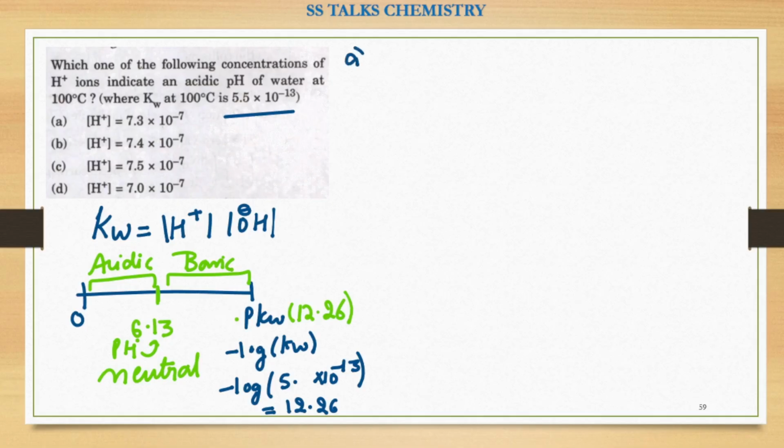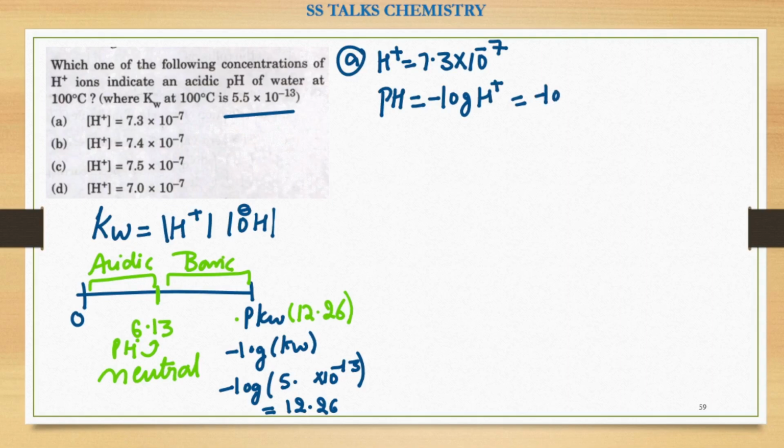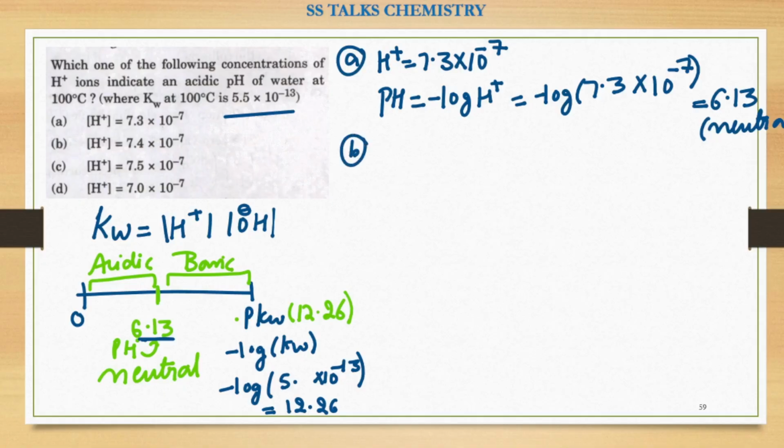So the option A, if I see H positive, it is 7.3 into 10 raised to the power of minus 7. So pH value is equal to the negative log of H positive, which is equal to the negative log of 7.3 into 10 raised to the power of minus 7. Solving this, the pH we will be getting is 6.13, which means the solution is neutral, right? Because in the pH meter at 6.13, the solution is neutral.